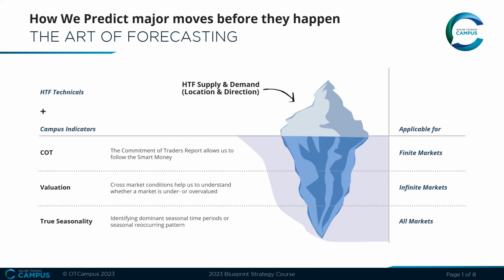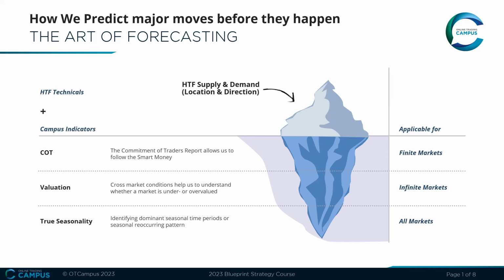Last time we started talking about valuation and we applied the valuation, the cross-market conditions, on stocks and bonds. And today we're going to continue where we left off last time. So within our infinite markets, we still have to cover Forex. And on top of that, we also want to check how the valuation may also play a role in our finite markets, okay, as a secondary tool.